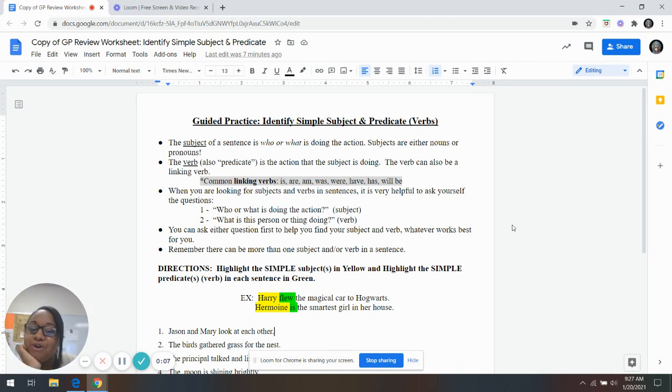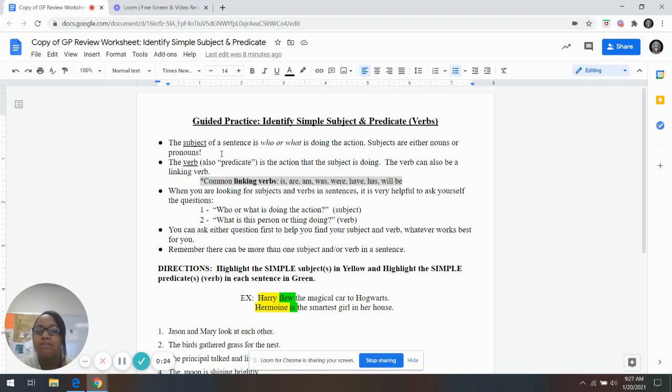So I wanted to go over this guided practice with you guys, and I wanted to make sure that we had this so that we could go back and look at it as many times as we needed. All right, let's go ahead and get it cracking. So we're doing guided practice. Identify a simple subject and predicate, aka verbs.